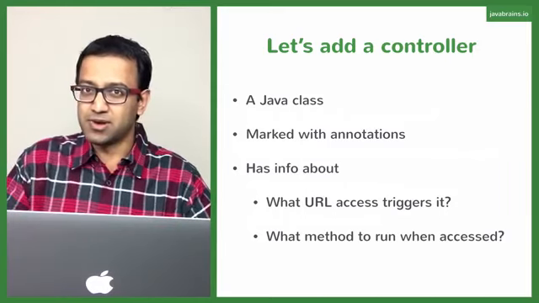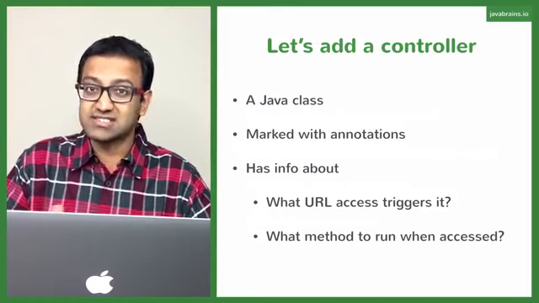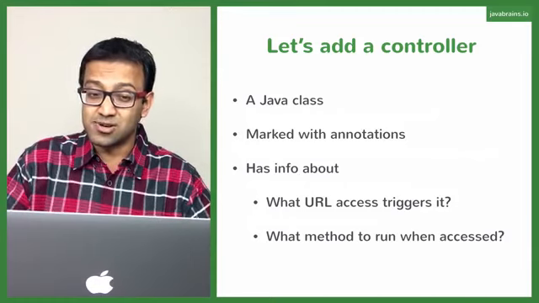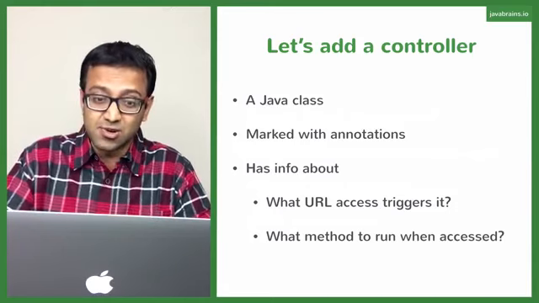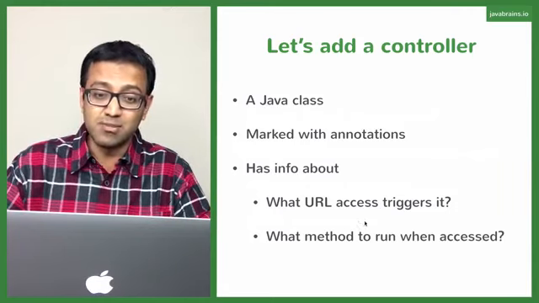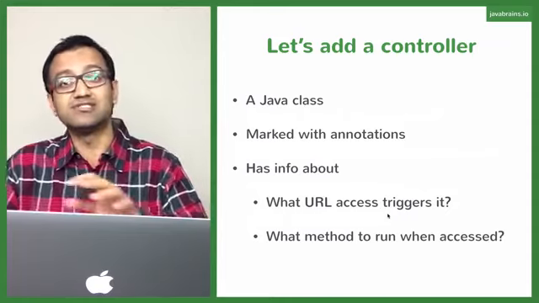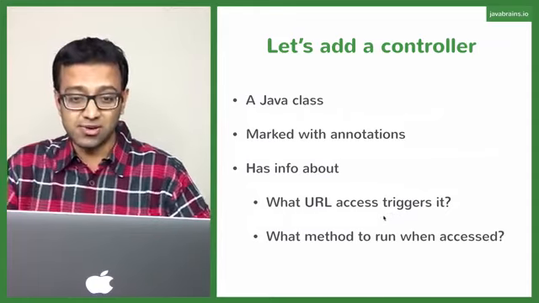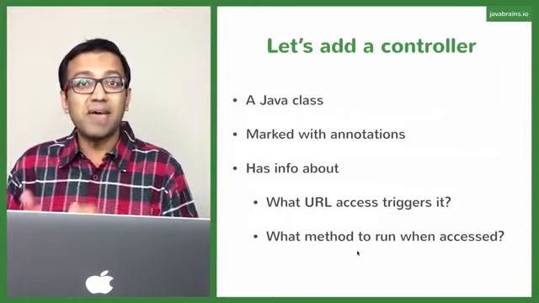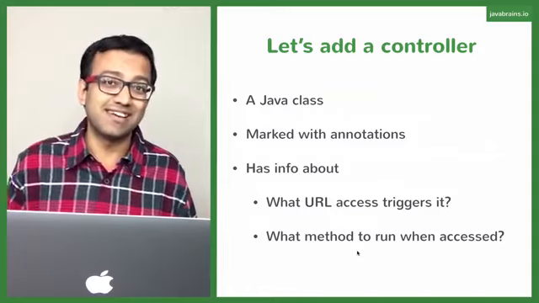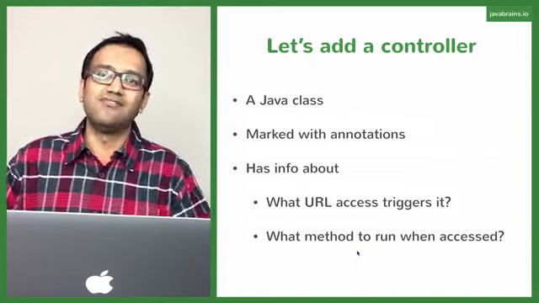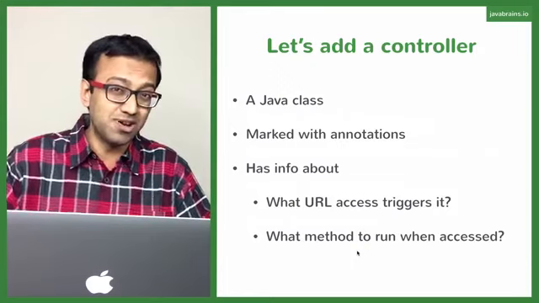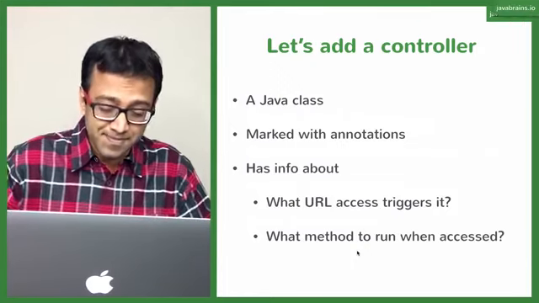So this is what we're going to be doing. We're going to create a class which acts as a controller, right? How does it act as a controller? We're going to mark it with annotations. These annotations are going to mark that as a controller, and they also provide information about what URL access needs to trigger that controller to execute. And then secondly, we're going to write the method that needs to execute when that is triggered, right? When the URL is called, this is the method that needs to run. We're going to write the method and annotate it so that it maps to a URL. So let's do that next.